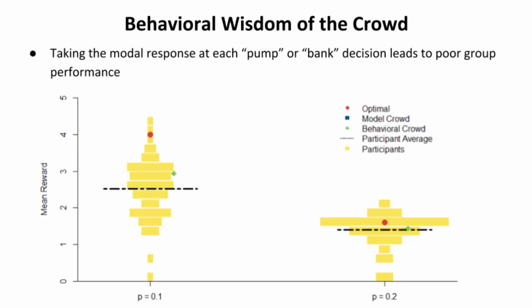Here's a first behavioral wisdom of the crowd analysis based upon 56 subjects doing 50 problems in each of two bursting conditions. The yellow distributions show the mean reward, the mean amount of money earned by the subjects in each of the two conditions, and the black line shows the average of their reward. The red is the optimal you can do, and the optimal is slightly funny here because the problems that were chosen in this experiment weren't quite representative of the bursting environments. But the important point is the green dot shows what happens if you aggregate the behavior of the individuals in terms of the pump and bank decisions and take the modal behavior. And we can see in both conditions it doesn't perform especially well.